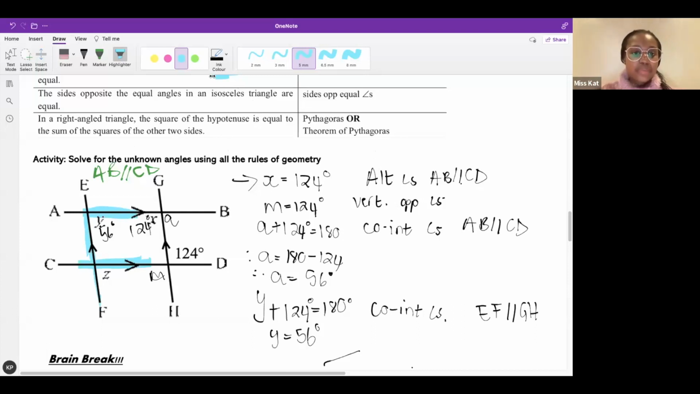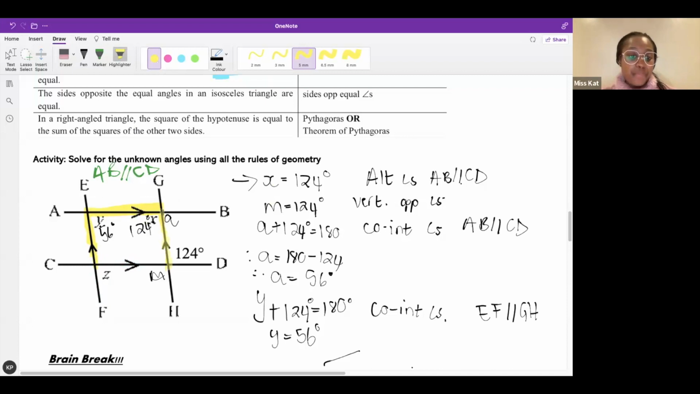Yes, I can. I was confused on how you got Y. Co-interior angles. Okay, check here, Ndalo. Remember we said X is 124. Yes, ma'am. So look at the upside down U. Do you see it? Yes, ma'am. So remember we said co-interior angles add up to 180.